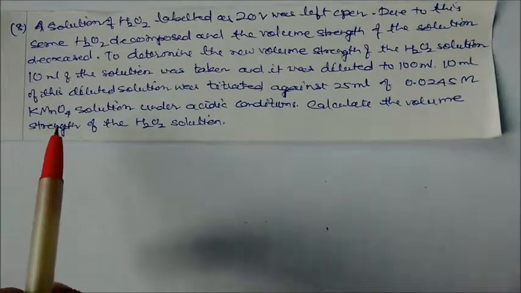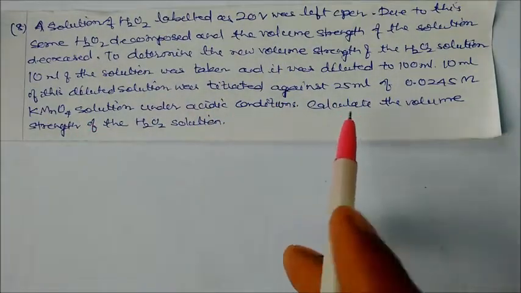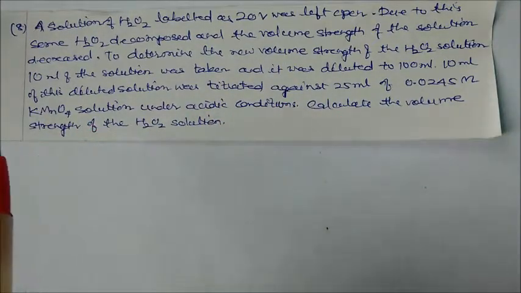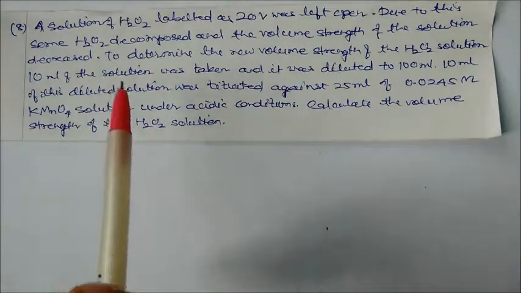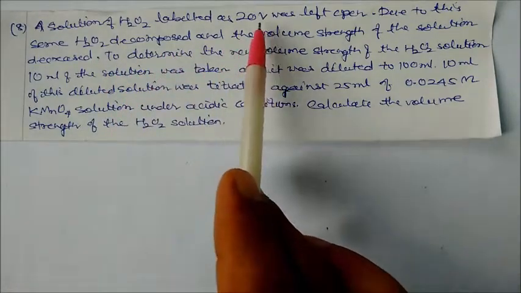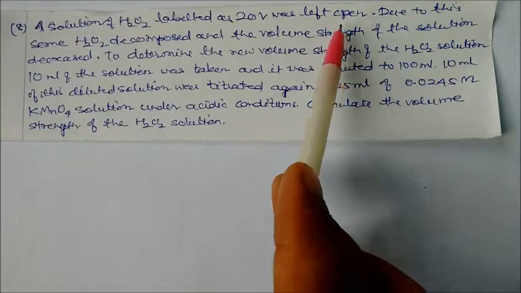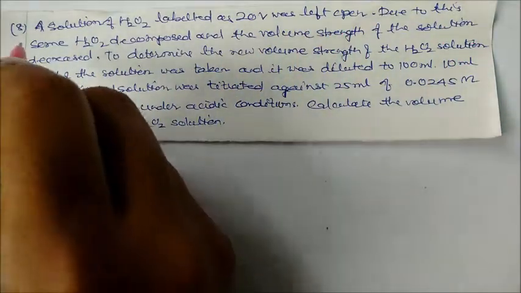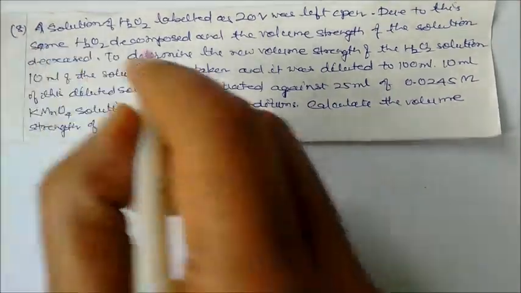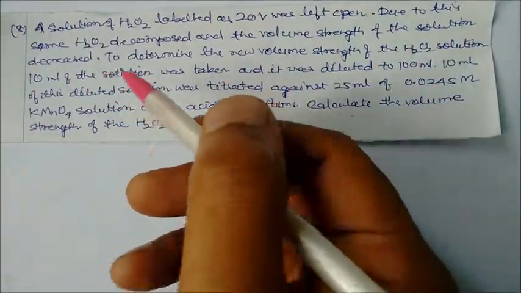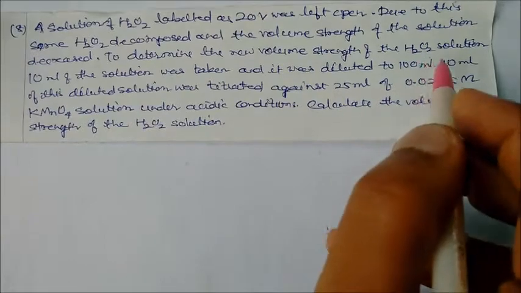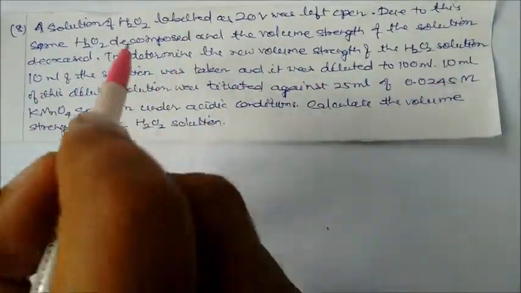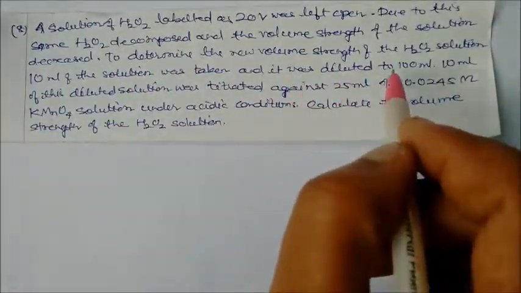This looks like a very long question, okay, but the answer is very simple and easy. A solution of H2O2 labeled as 20 volume was left open, okay. And due to this, some H2O2 decomposed. After decomposition, the volume strength of the solution is decreased. So to determine the new volume strength of the H2O2 solution, 10 ml of that solution was taken and it was diluted to 100 ml, okay.